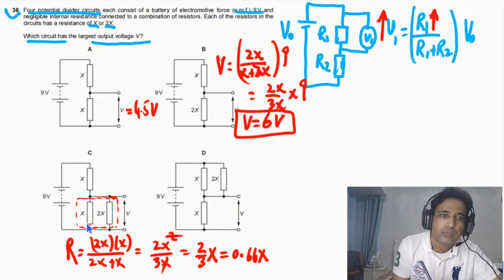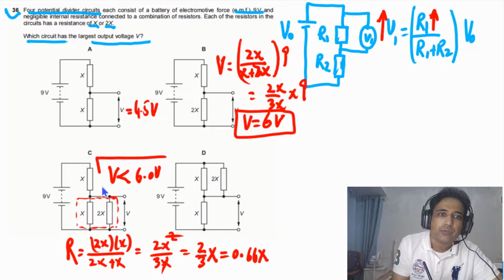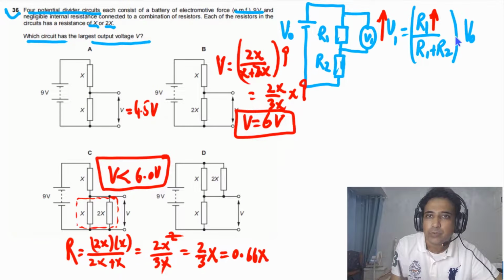0.66X. So the resistance of this one is 0.66X and this is X. So in this case, the PD across this one will be smaller than 6.0 volts. You can calculate the exact value, you can plug in the numbers and find out, you can use this formula.